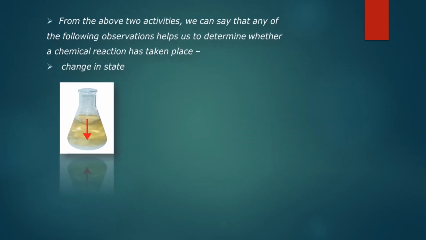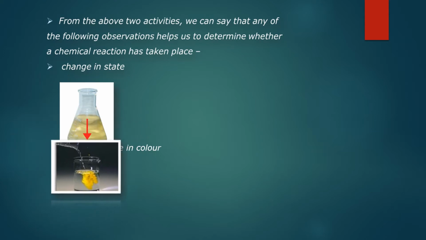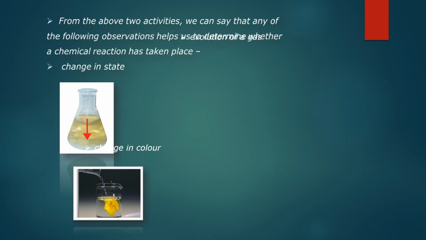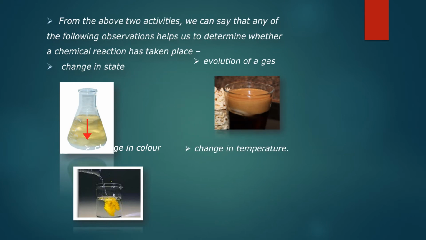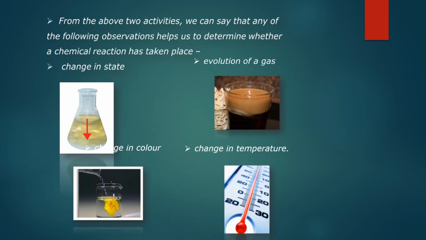Let us now see, from the above activities, what are the observations seen by us. Along with the chemical reaction, there is change of state. There is change of color. There is evolution of gas. There is also change in temperature. These are the four parameters that can accompany a chemical reaction. That is, change in state, change in color, evolution of gas, change in temperature.